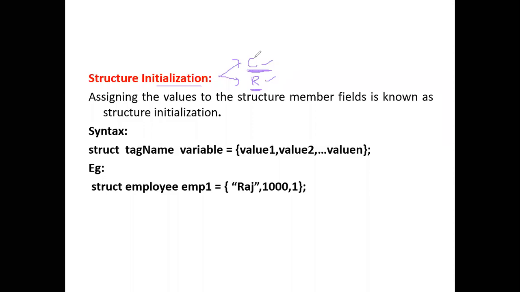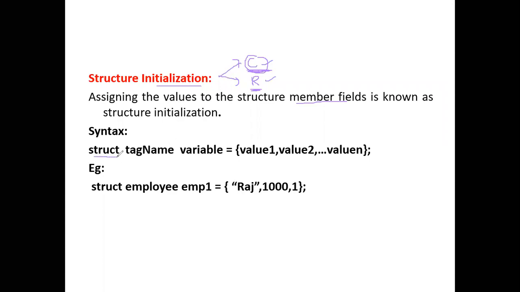First we will discuss compile time initialization. Later in the slides we will see how to go for structure initialization during runtime. Compile time initialization is assigning values to the structure member fields. In our example, the member fields were name, salary, and employee ID. Assigning values to these member fields is called structure initialization. This is the syntax.